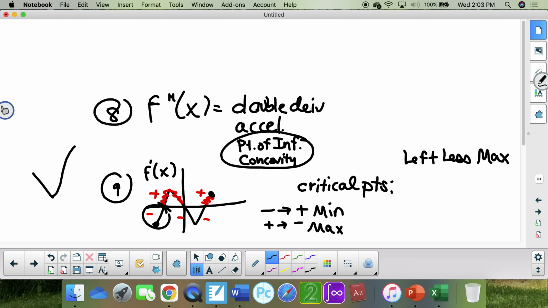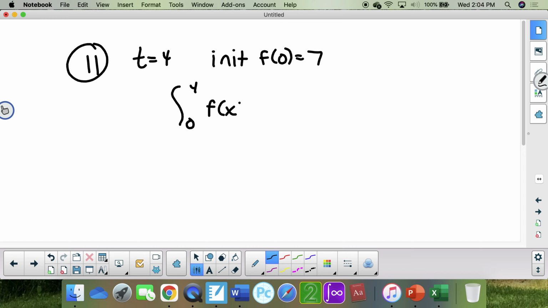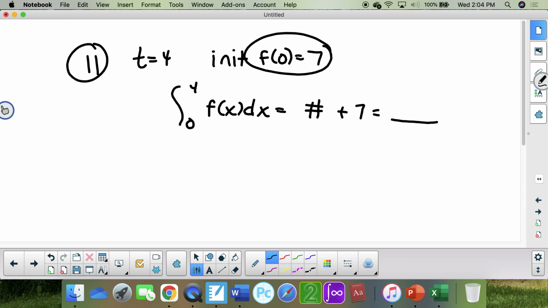Number 11, just going kind of quick here. Find the particle's position at t equals 4 if the initial position is f of 0 equals 7. You have to integrate from 0 to 4 some derivative, and you're going to get some value, but if you forget to add 7 to the end of the problem, you're not going to get the right answer. Don't forget to put the initial value as part of your answer.